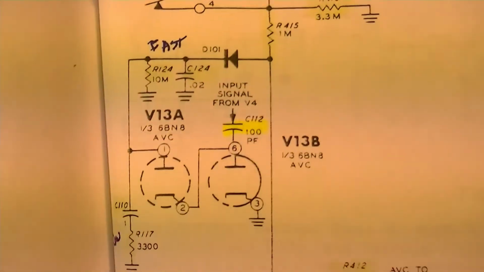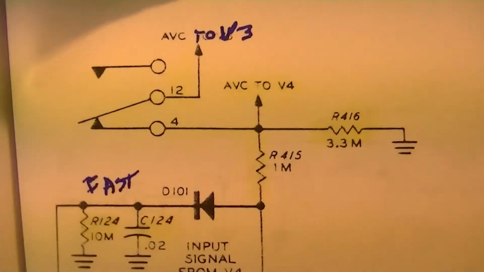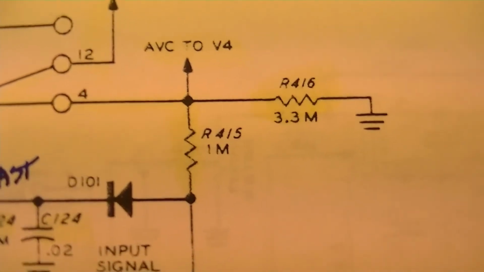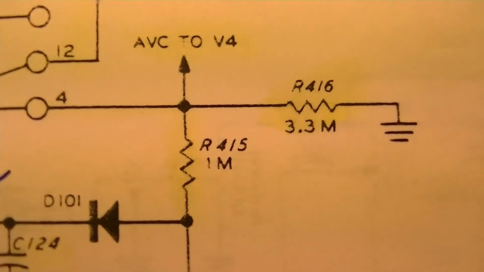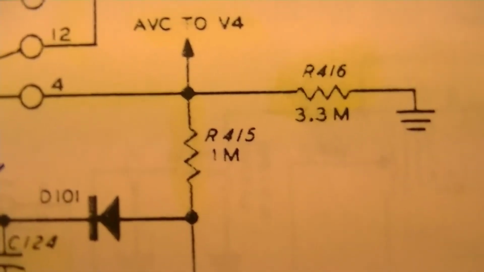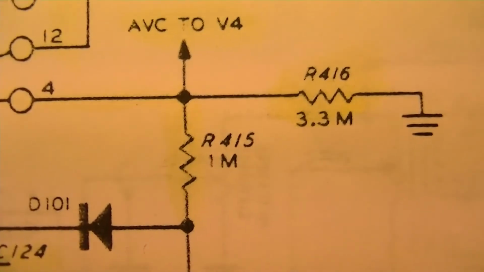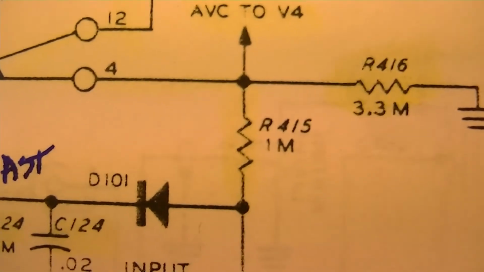That's R416. And here's R416. Here's the output of the AVC amplifier, it comes through this diode, goes up to this voltage divider, and then it goes to the grids of the IF amplifier. So there's R416, supposed to be developing a negative voltage to bias the grid of the IF amplifier, but the negative voltage is going to be low because the voltage drop is low, because the resistor is a meg smaller than it's supposed to be. So there's a big red flag right there. We know that's bad.